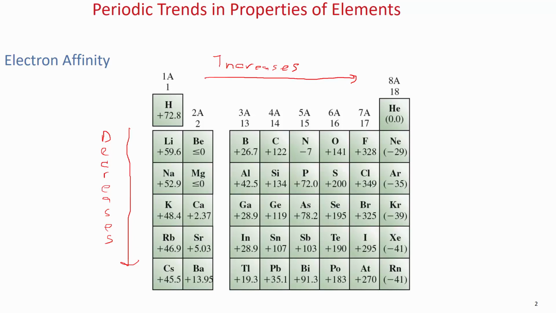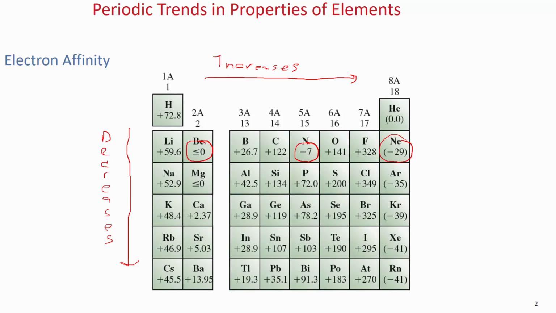So that's the trend. But if you start looking at the trend, you will see there are some anomalies. The first anomaly you see is, hey, we don't see a release of energy here for beryllium. It's less than or equal to 0. We don't see a release of energy here for nitrogen. It's actually -7. That means it requires energy. And then the obvious, the last group, the noble gases, they're all negative except for maybe helium. So those are the anomalies that we need to focus on.